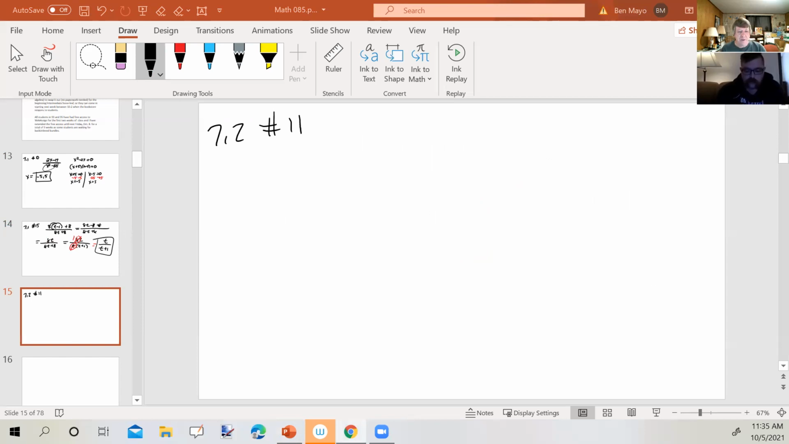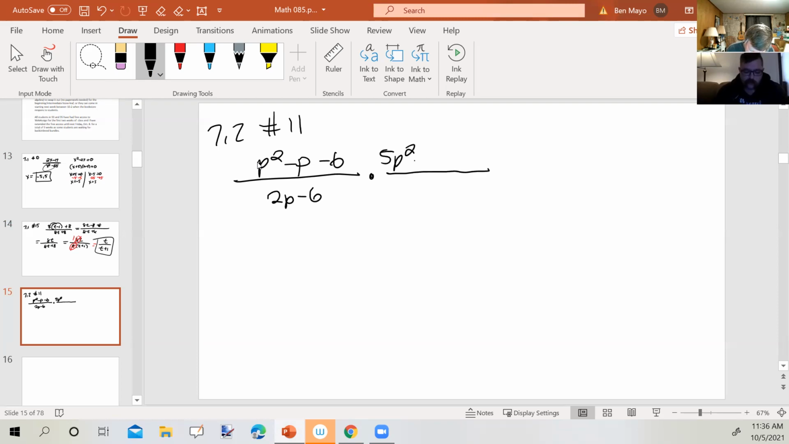Okay. It says multiply and then simplify if possible. All right. P squared minus P minus 6 over 2P minus 6 times 5P squared minus 14P minus 3 over P squared minus 3P. So what I'm going to do is factor each piece. Okay. So let's see here.